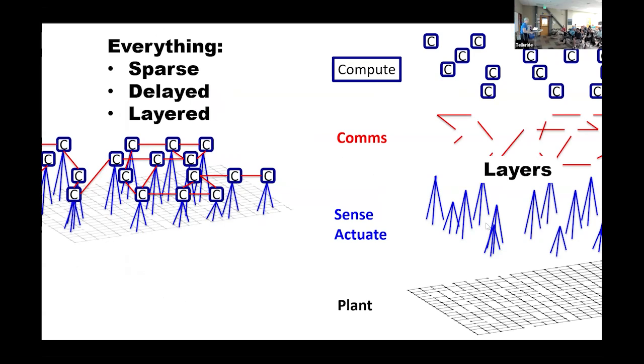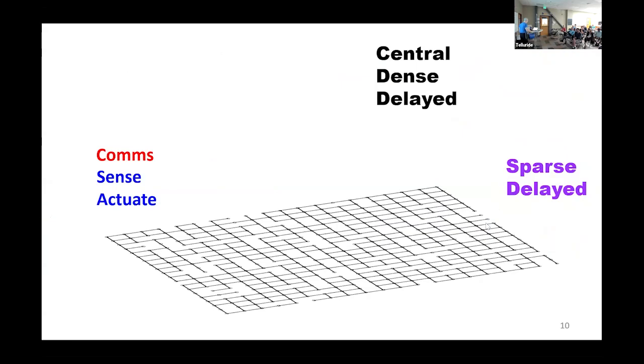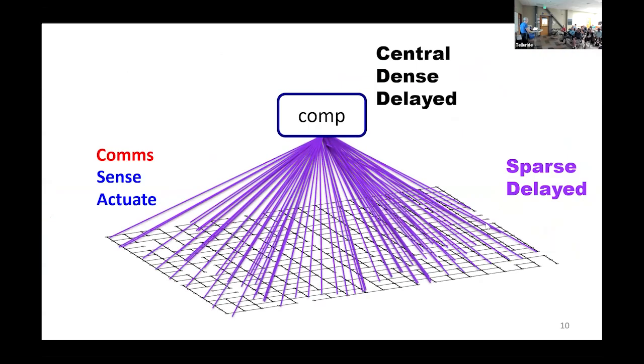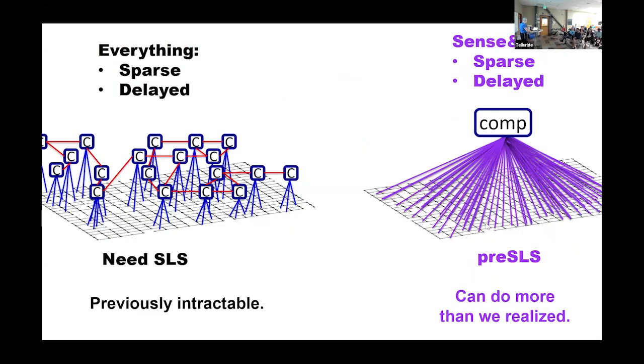The actuation and sensing is sparse. You don't get to actuate and sense everything. The communication is sparse. Your computers are sparse. Everything is sparse. That's not sparse, that's dense everything. So this is the problem we have, and this is what needs system level synthesis. And this was completely intractable until about 10 years ago.